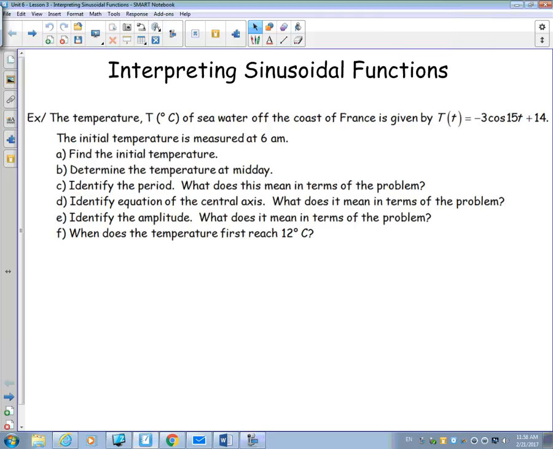In this lesson, we're going to examine some more periodic functions. We're going to try and solve some problems, examine transformations, and see if we can draw some of the graphs. So let's start with a little example here.